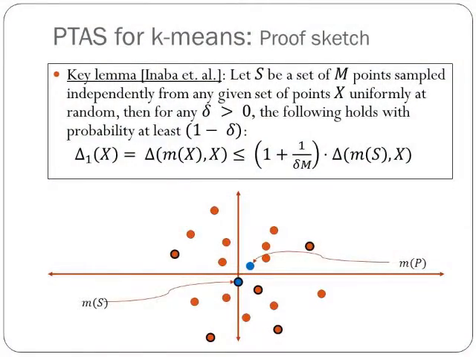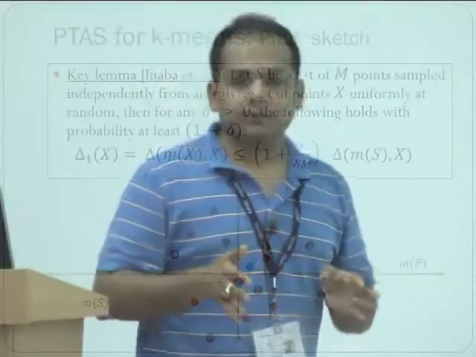Let me try to give you a proof sketch. The crucial lemma that we use to show that it gives you a 1 plus epsilon approximation is this lemma by Inaba et al. This lemma says something very simple. Let S be a set of m points, sampled independently and uniformly at random from any given set of points X.